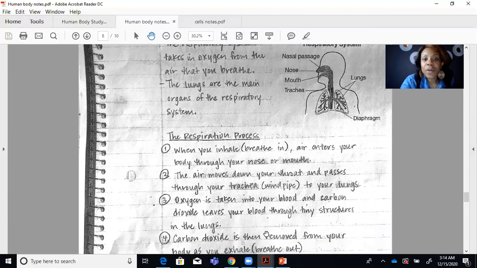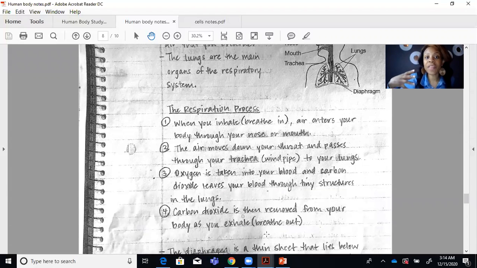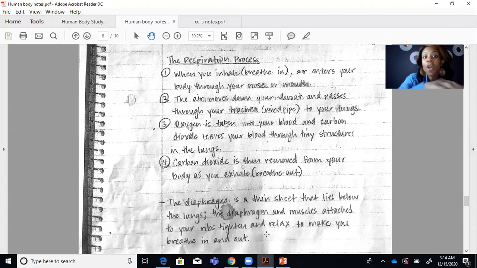The respiratory process is when you inhale, you breathe in, air enters your body through your nose and your mouth, right? The air moves down your throat and passes through your trachea, also known as your windpipe, and it goes down to your lungs. Oxygen is taken into your body, and carbon dioxide leaves your body through tiny structures in the lungs. Your lungs have tiny little structures in them, which allow the carbon dioxide to leave your body. Carbon dioxide is then removed from your body as you exhale or breathe out.